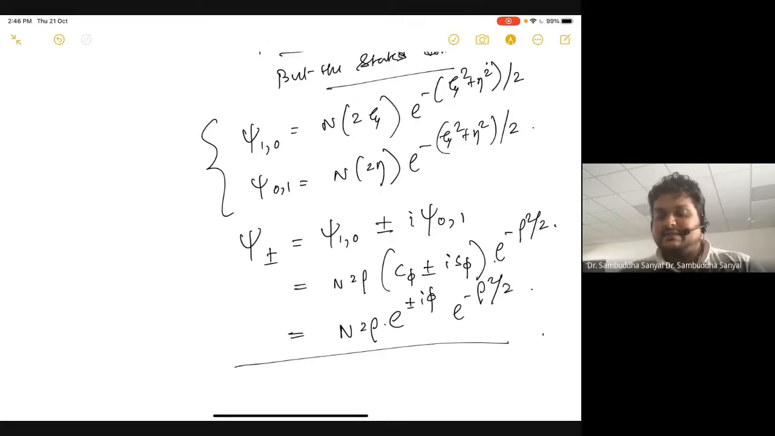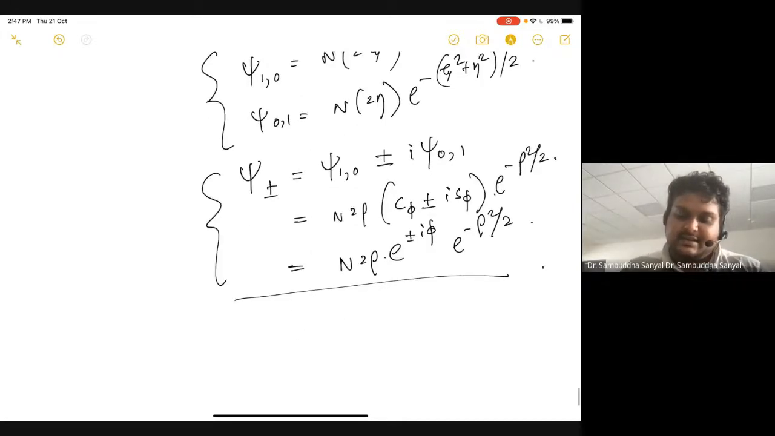Now I can see this psi plus minus, which is nothing but a linear combination of the Cartesian solutions. And this is also a legal solution because we know that any linear combination in a degenerate space is also a solution. This is manifestly cylindrically symmetric.